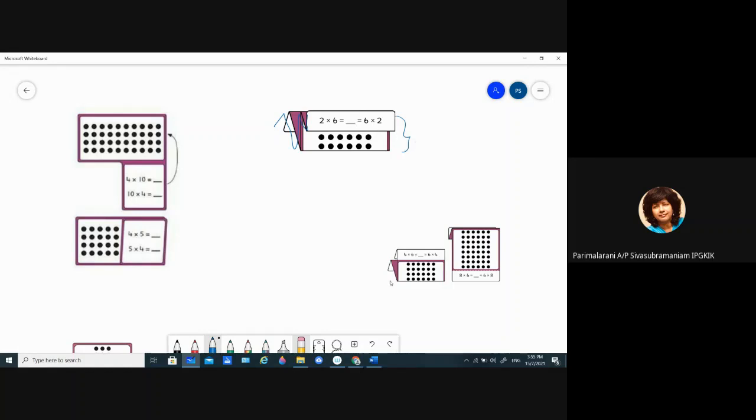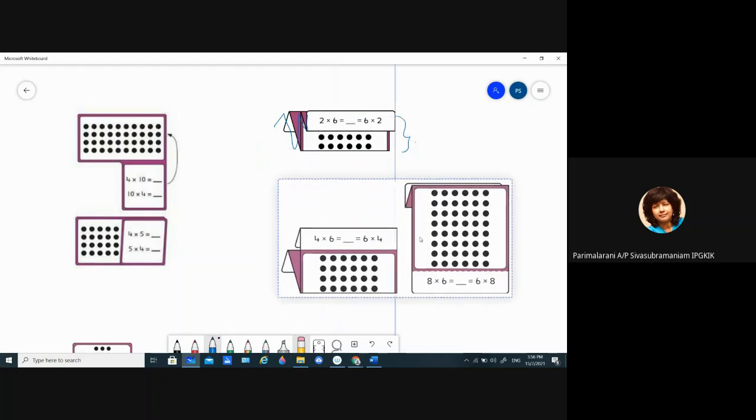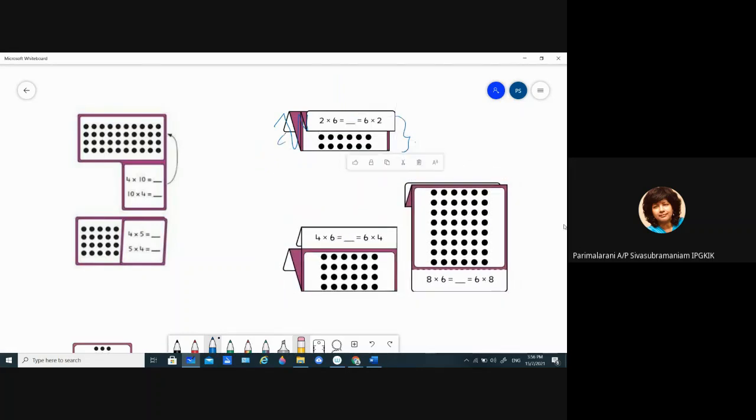When you want to teach the 4s and the 8s facts, you can say 2 times 6, you only show this 2 times 6. And then when you want to show 4 times 6, you open up the card here to show double 6. And when you want to show the 8 facts, there's a fold here, and you open up this card here to show double 6.